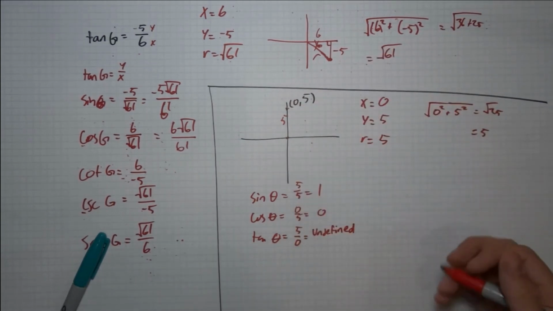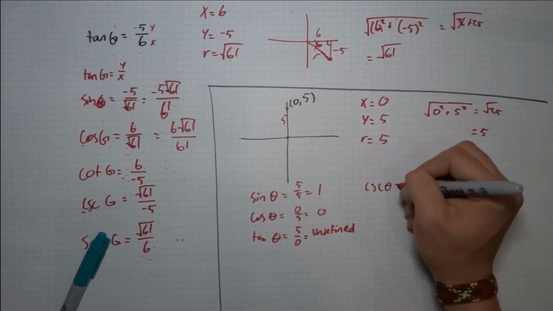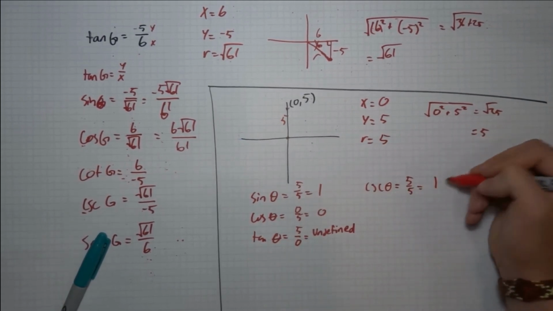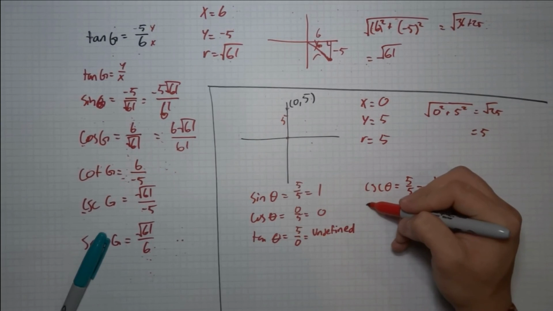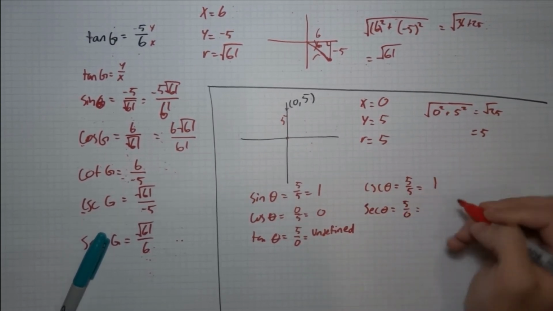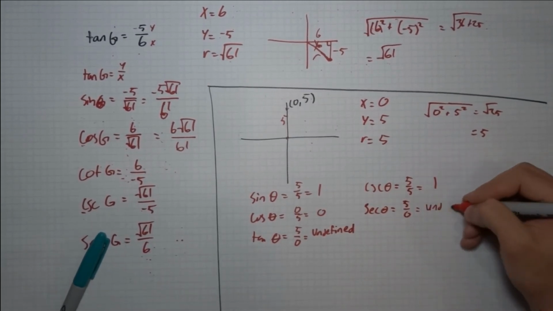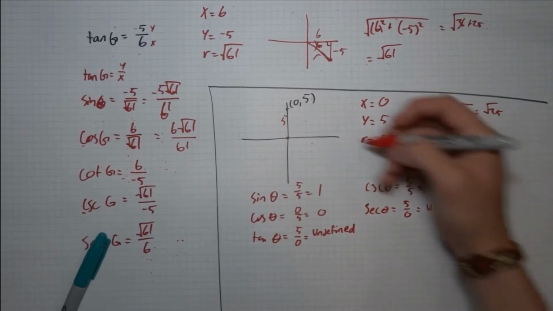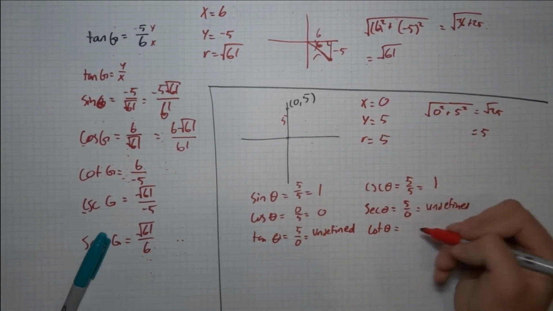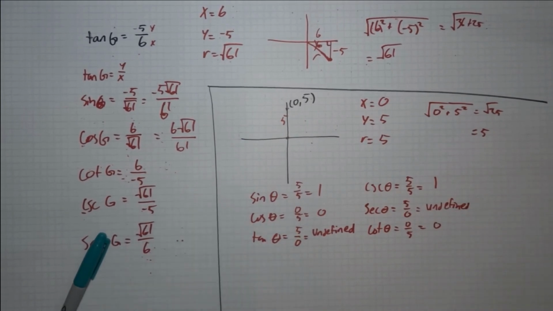Alright, so now let's find our reciprocals. The reciprocal of sine, cosecant, is going to be the reciprocal of this, so it's still going to be 5 over 5. It's going to be 1. Reciprocal of cosine is going to be secant, and that would be 5 divided by 0. Another weird thing, 5 over 0, we can't do that. So we find that the secant of this point on the y-axis is undefined. And over here we have cotangent of theta. Cotangent is going to be x over y, with 0 over 5 is 0.